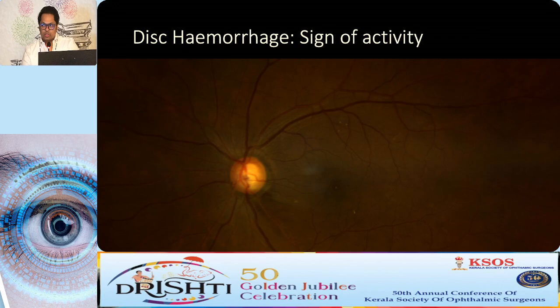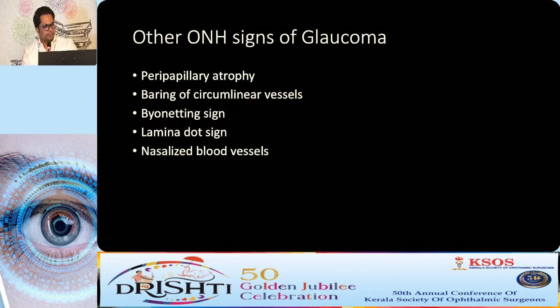Disc hemorrhage, unless you keep looking for it, will be missed. And this photograph is an excellent tool to evaluate for disc hemorrhage. You can see an inferior neuroretinal rim thinning and a corresponding RNFL defect, and the disc hemorrhage on the edge of this defect. You know that this is a sign of progression or activity, and over time the RNFL defect is going to enlarge towards the disc hemorrhage side.